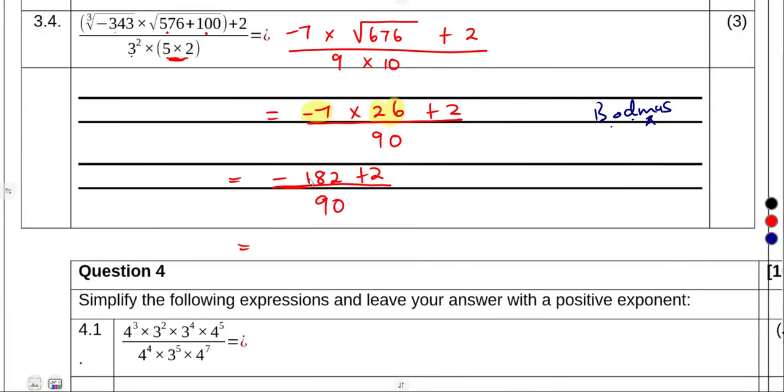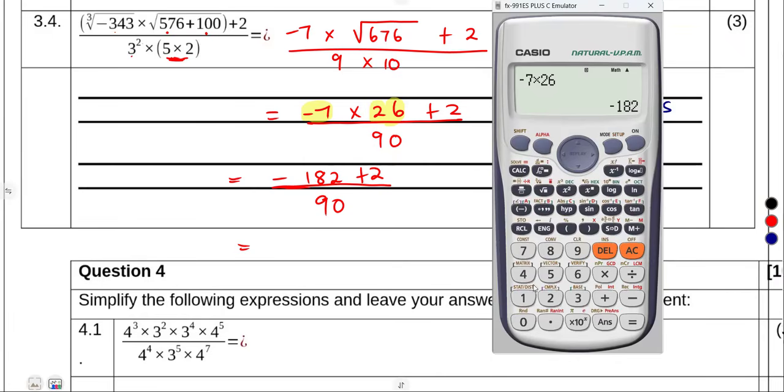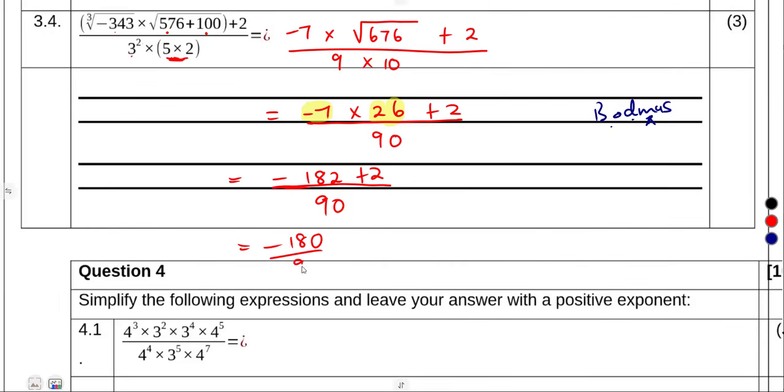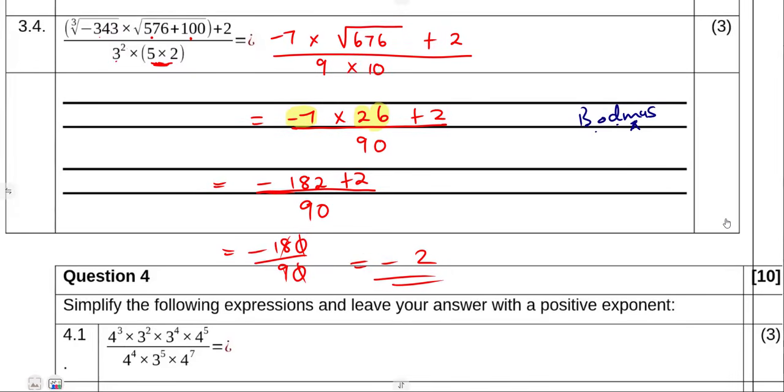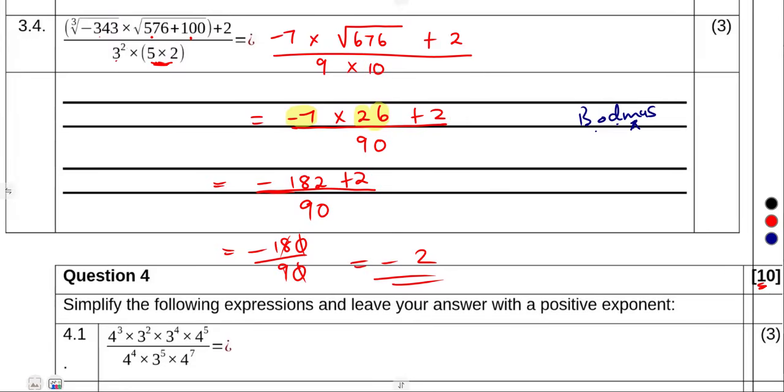So that's it. You can simplify negative 182 plus 2, which is negative 180, over 90. And dividing this is going to give us negative 2 at the end. All right. So at this stage, part calculations can be done using a calculator. What is not required is for you to simplify everything here at once using a calculator. All right. So that was our last part, question 3.4, to make it 10 marks on question number 3.